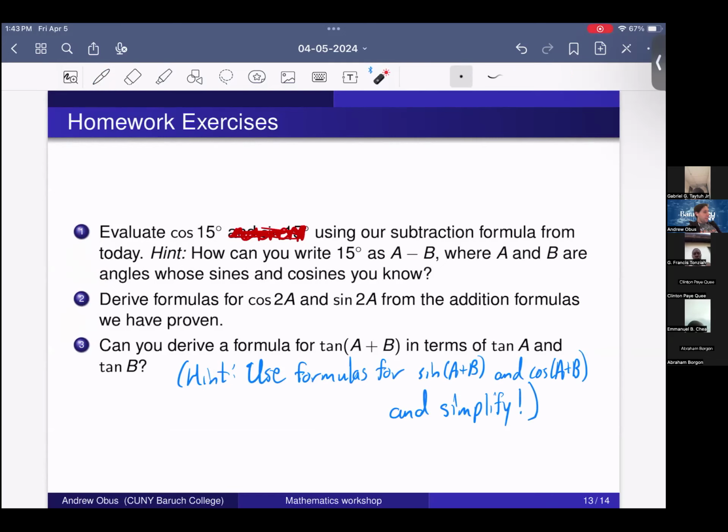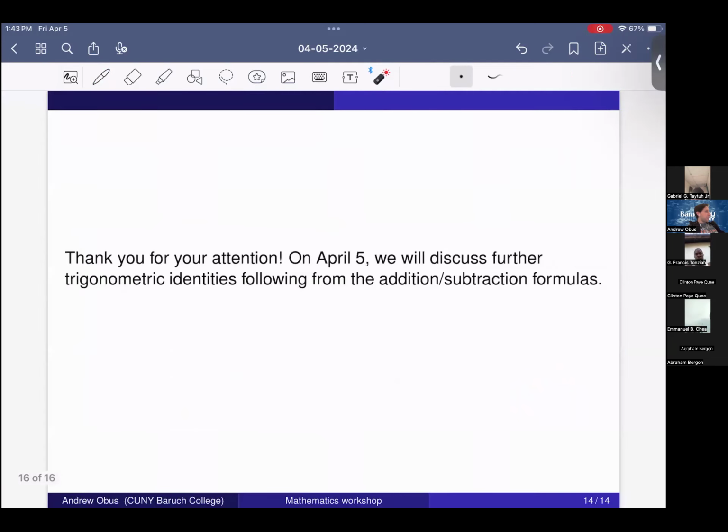And so I'll say, again, thank you for your attention. This is not going to be April 5th. Unfortunately, this is actually going to be April 19th. We're not going to be able to meet next week because I have a meeting that I have to go to. And I wanted to check. I think it's a holiday in Liberia anyway, April 12th, Fast and Prayer Day, right? So in any case, we won't meet on Fast and Prayer Day, and our next meeting will be on April 19th. Okay, so we'll discuss further trigonometric identities following from the addition and subtraction formulas.